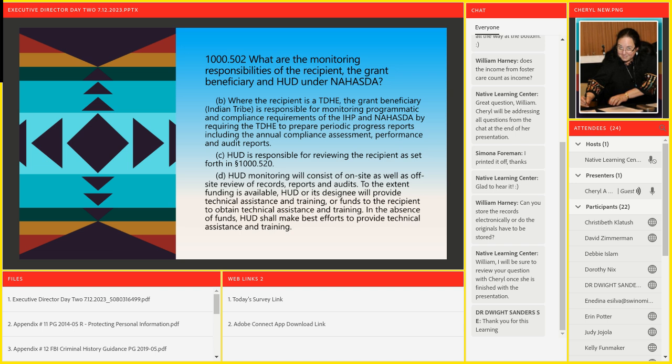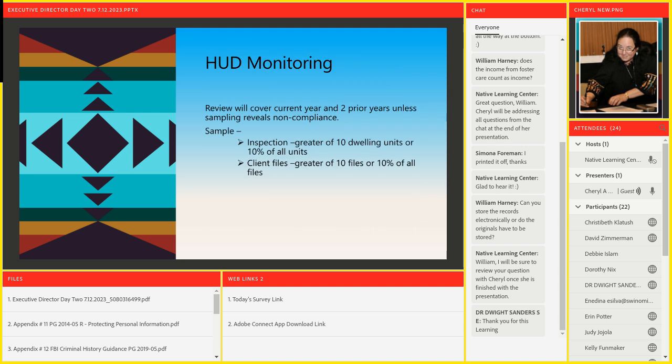HUD and/or its designee will provide technical assistance and training and funds to the recipient to obtain technical assistance and training. In the absence of funds, HUD shall make best efforts to provide technical assistance and training. There's loads of money out there, guys. Request that assistance if you need it.